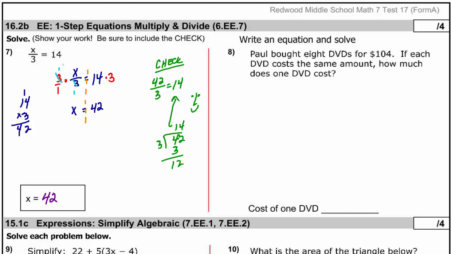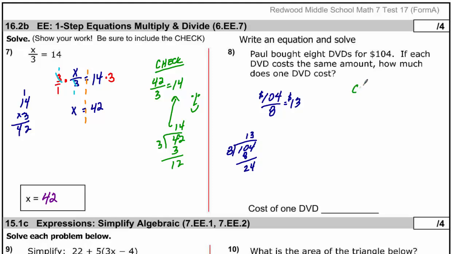All right, Paul bought 8 DVDs, $104 for the total of 8 DVDs. If each DVD costs the same amount of money, how much does one DVD cost? Well, we know that Paul had $104 to buy 8 DVDs. So 104 divided by 8. 8 goes into 10 one time, 2 left over, bring down the 4. 8 goes into 24 3 times. I think $13 is what Paul paid.